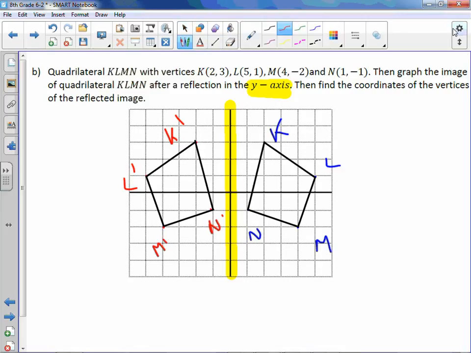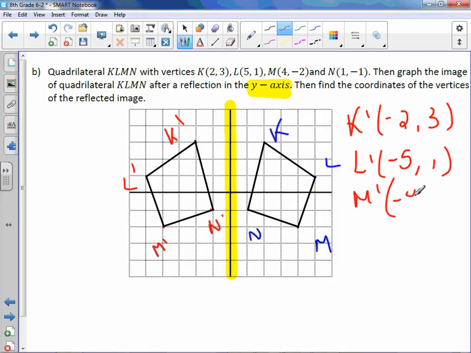And let's go ahead and write the vertices. K prime is (-2, 3). L prime is (-5, 1). M prime is (-4, -2). And N prime is (-1, -1).